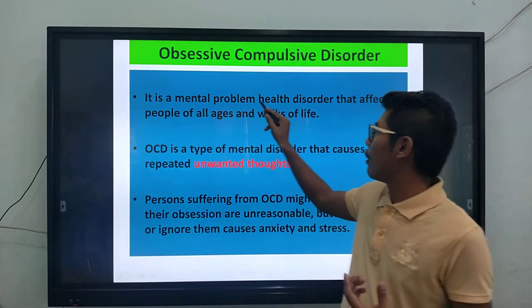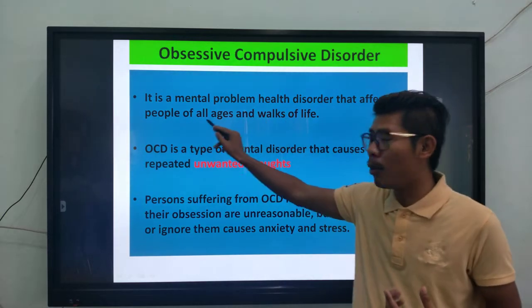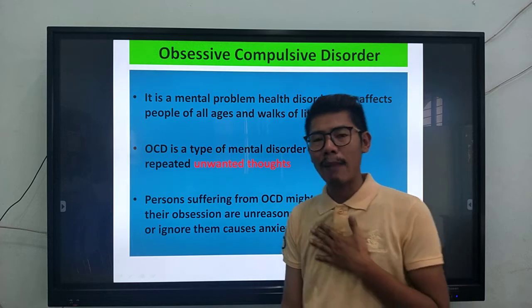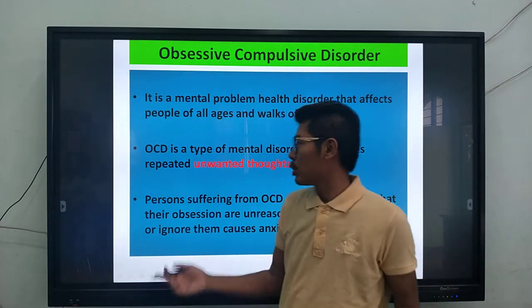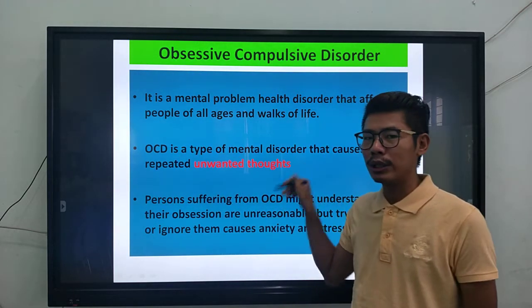Now, it is a mental health condition, a disorder that affects people of all ages and walks of life. So it can happen to you, and it can happen to me. It can happen to your parents. It can happen to anybody. Okay. So OCD is a type of mental disorder that causes repeated unwanted thoughts.